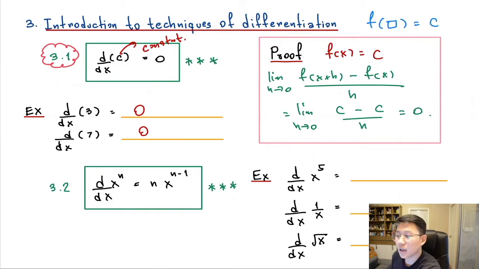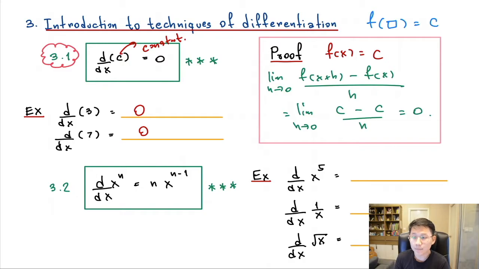The next property is the derivative of x to the n. The derivative of x to the power of n is n x to the power of n minus 1. I won't prove it, okay? If you are interested in the proof, you can look at the book. If you read the proof and don't understand it, just let me know and I can help you understand it. But I'm not going to focus on the proof.